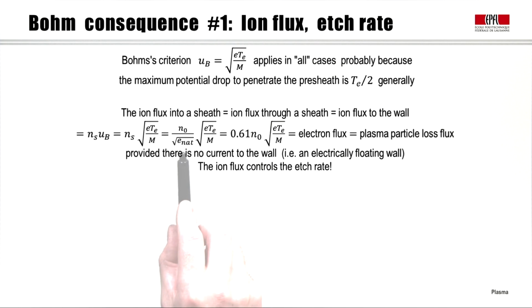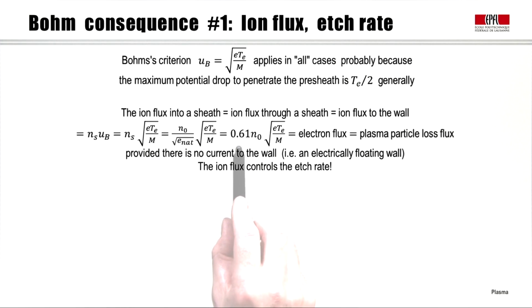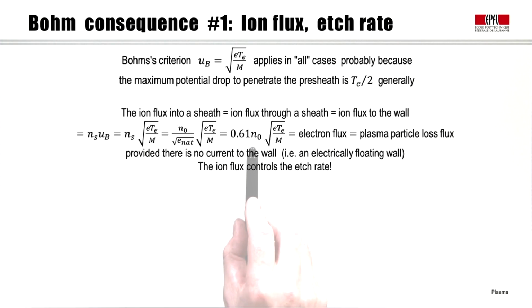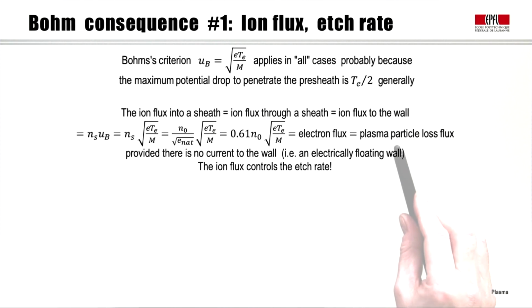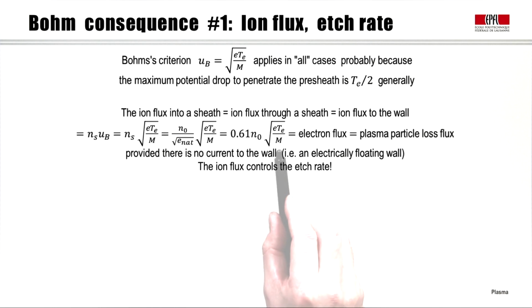Ns is the plasma density in the bulk divided by the square root of e, which is 61% of the plasma density in the plasma. Now we know that the ion flux to the wall is equal to the electron flux to the wall, because the sheath potential appeared in order to guarantee equality of flux. And therefore the electrons and ions, that is the plasma particle loss flux, is given by this expression.